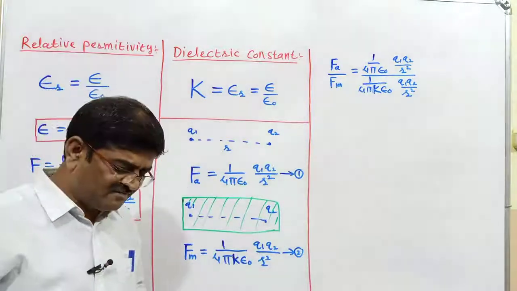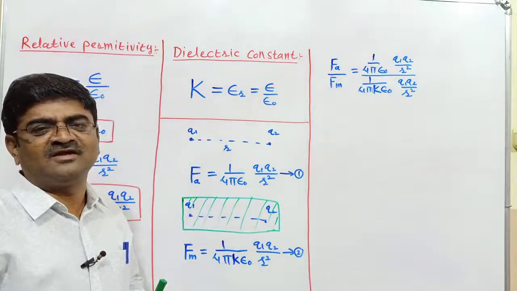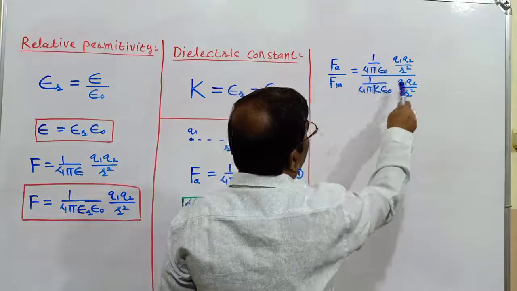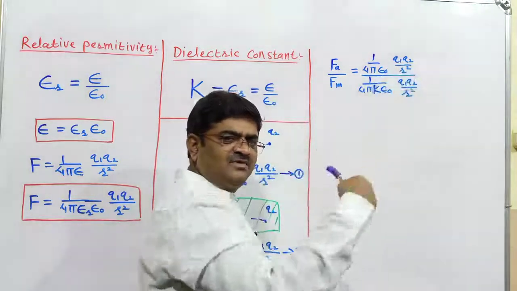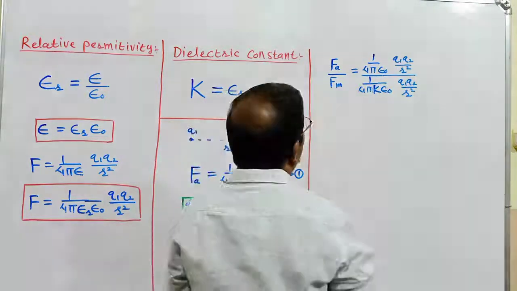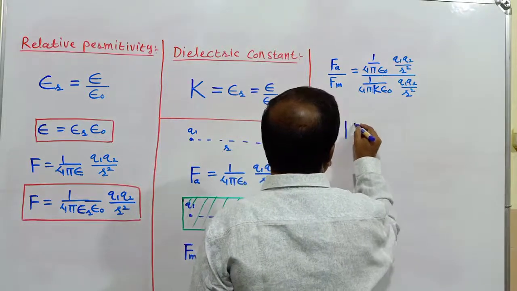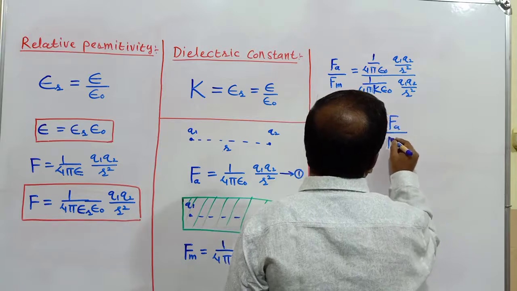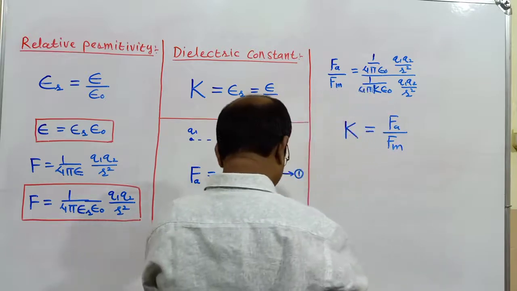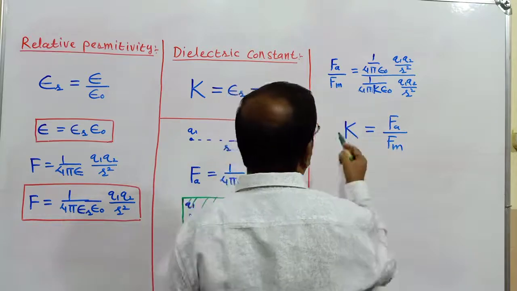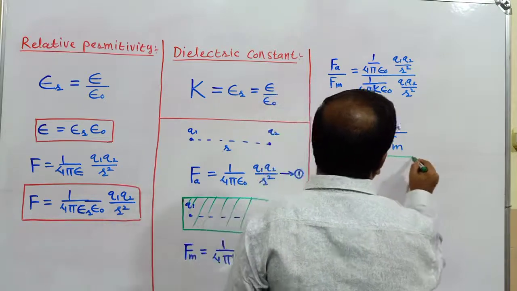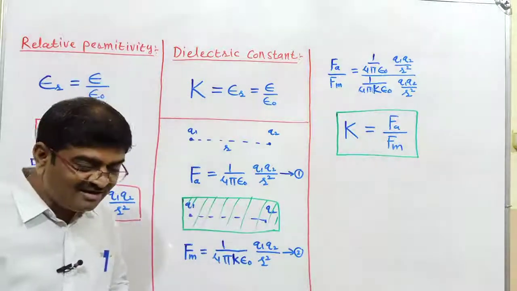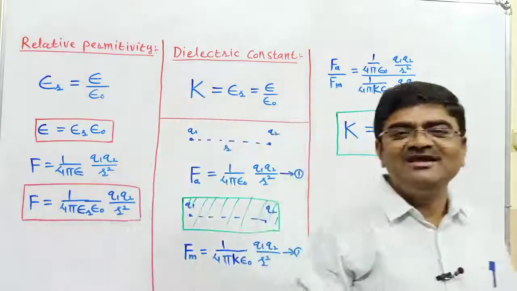Simple steps you can follow. You can cancel them. The 1 upon 4 pi epsilon naught and Q1 Q2 by R square, the whole thing is going to get cancelled. What remains is K equals FA divided by Fm. Here I have arrived at an important equation which will help me to calculate the dielectric constant for any given media.